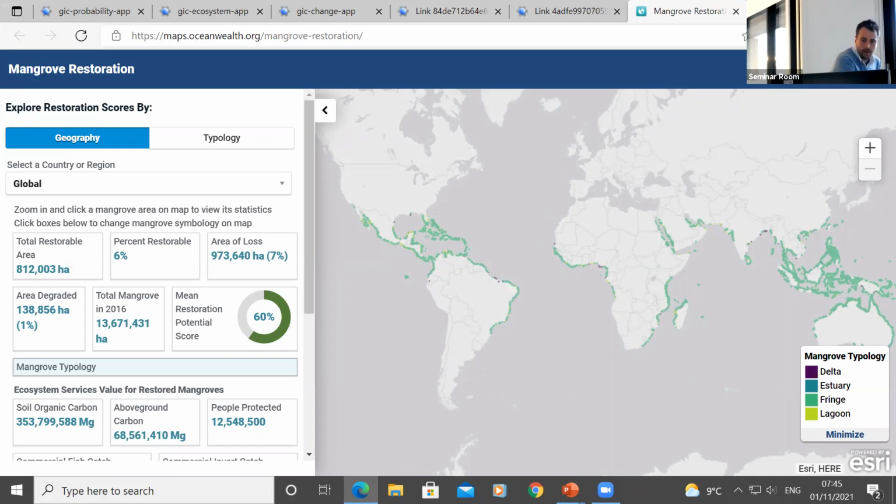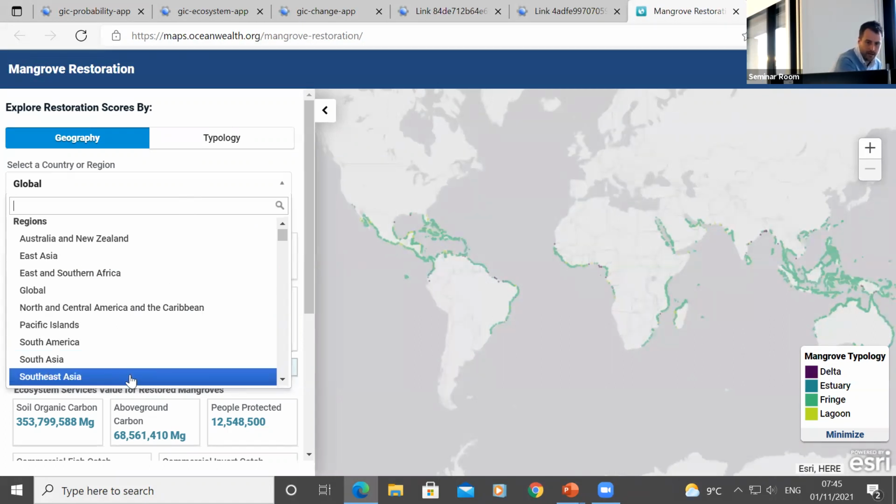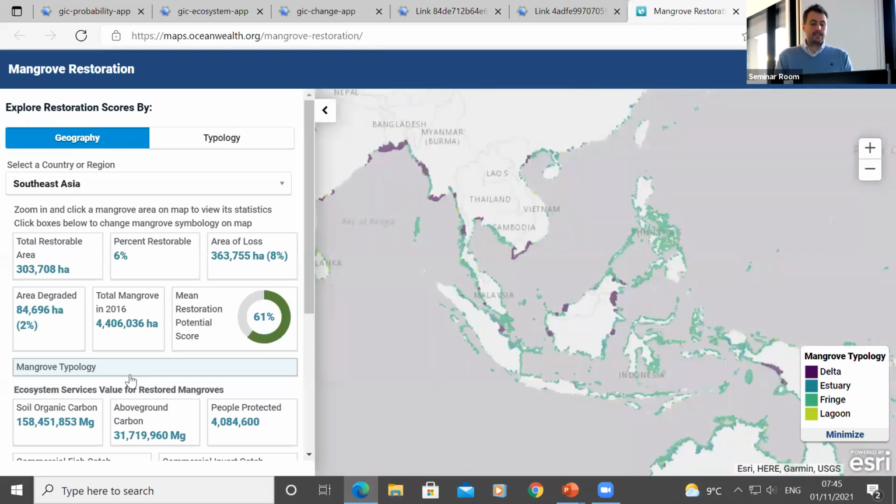So I'm going to go to an individual area. Given that we're being hosted by Indonesia, I'm going to go to Southeast Asia. And what you can see is that it actually redraws the map, zooms in, and recalculates all the statistics for that region. So you can see you get different values.